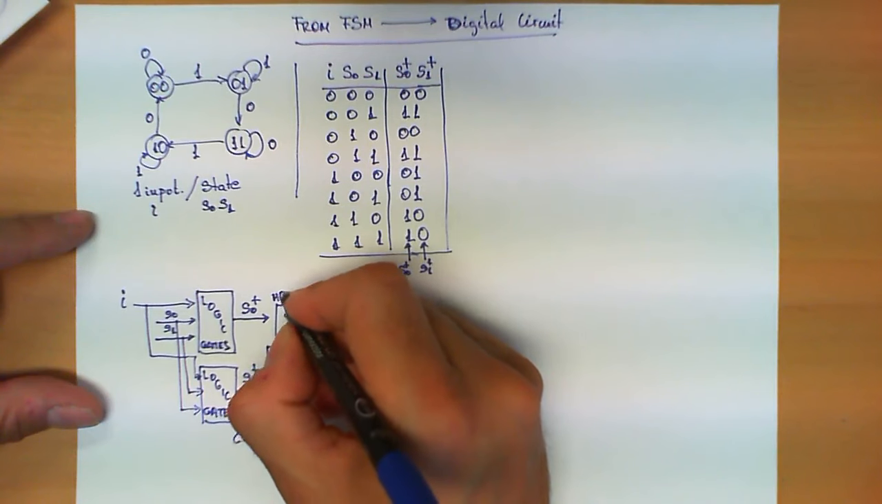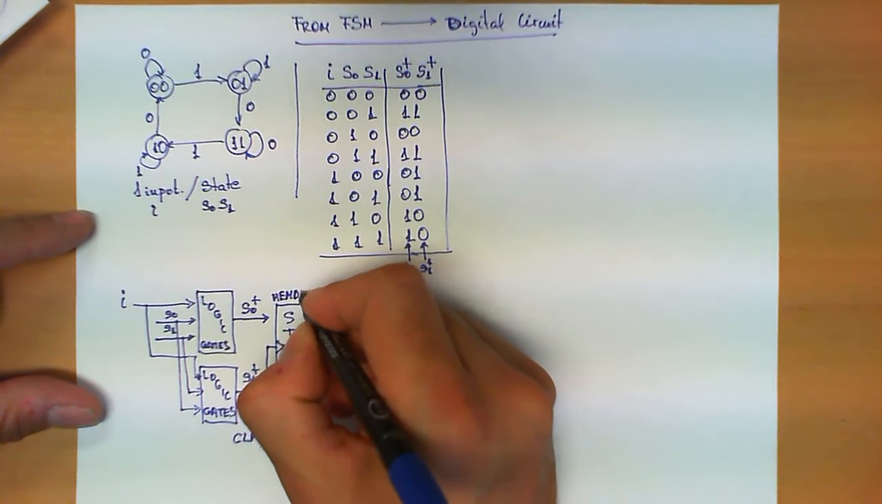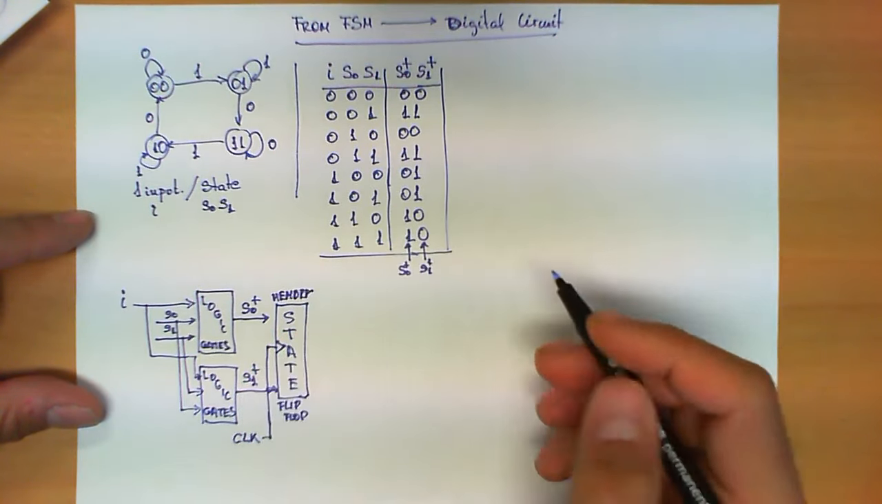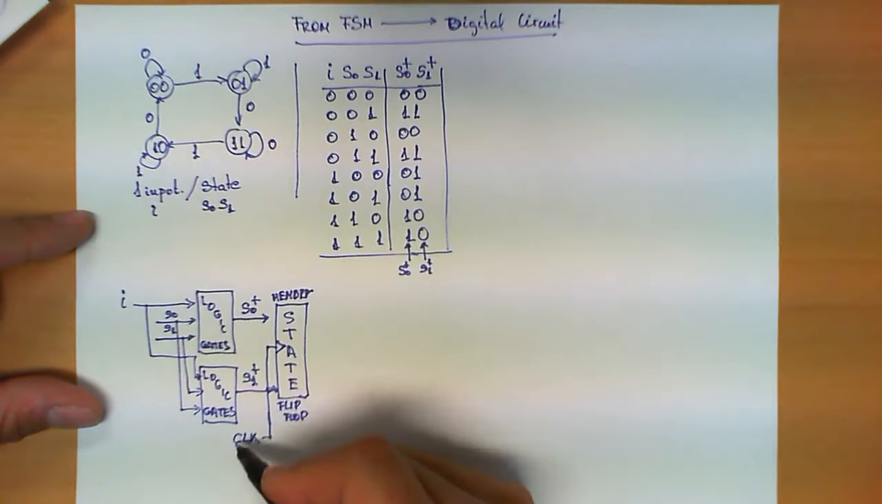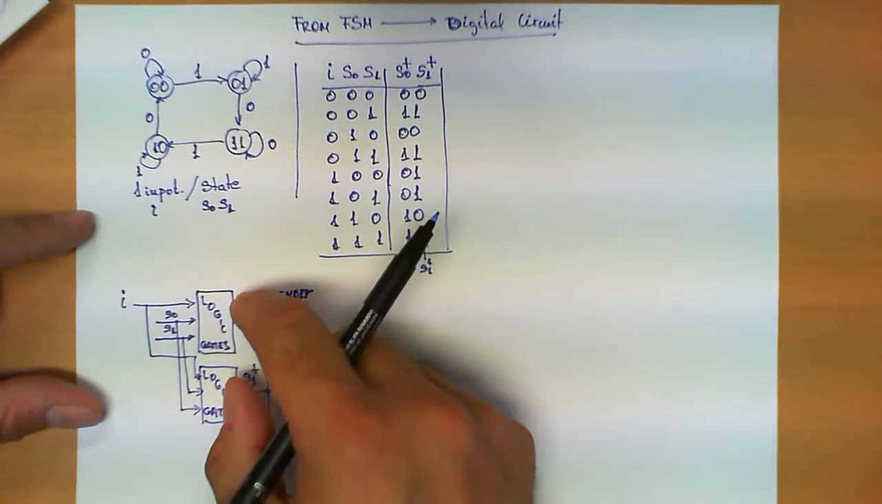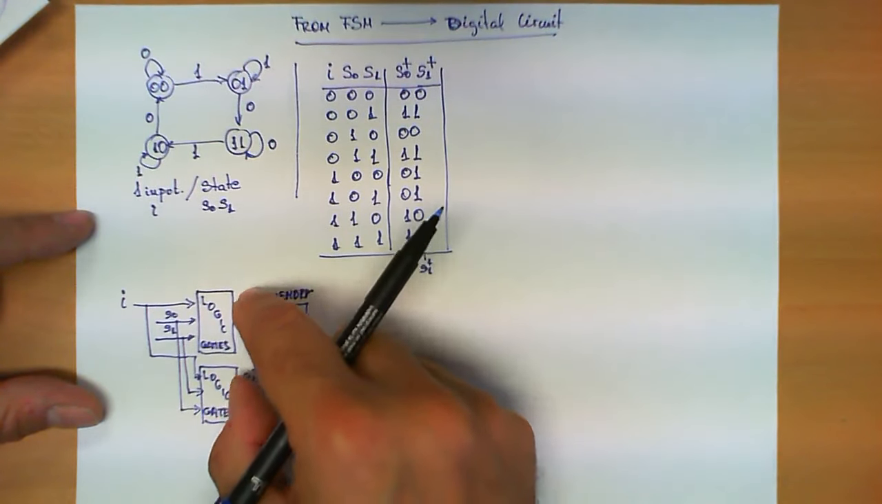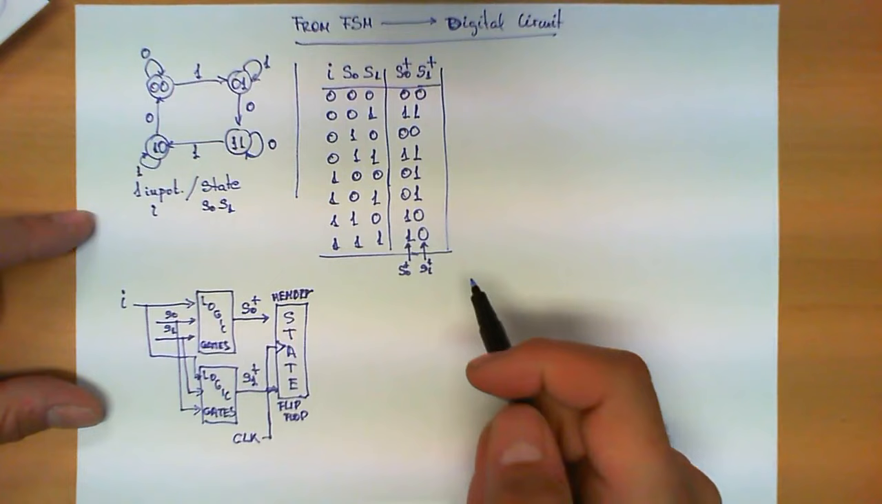Another way of looking at it is that this is an element that has memory, and it captures the current state of the machine. Now, when the clock signal makes a transition, the future state of the machine becomes the current state of the machine.